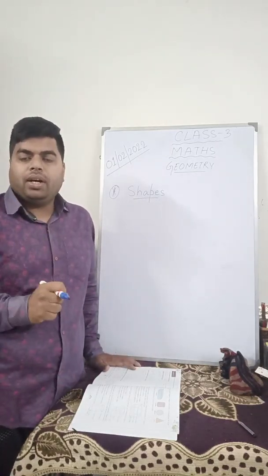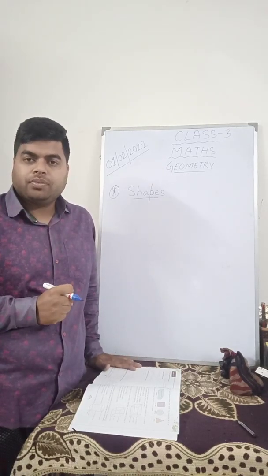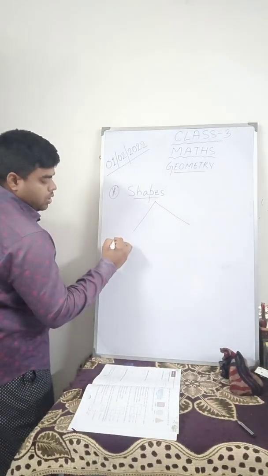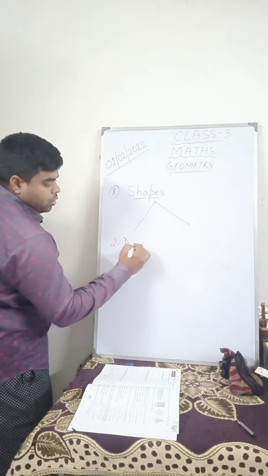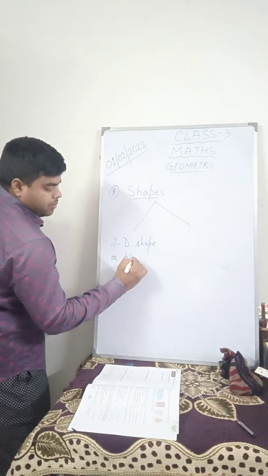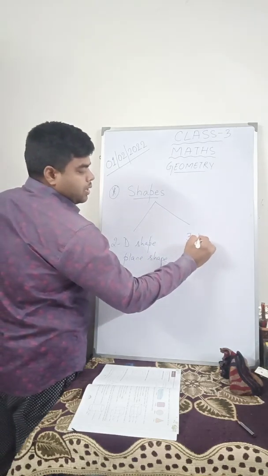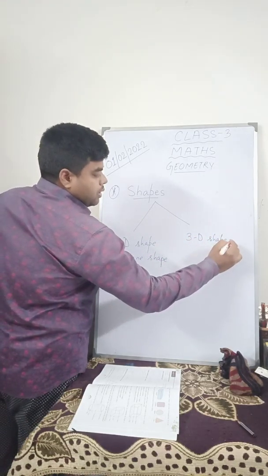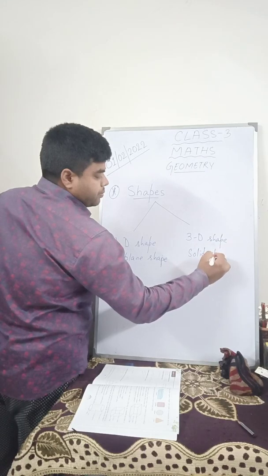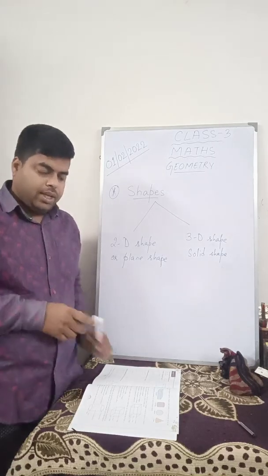Shapes are plane figures or solid figures of different objects. So these shapes can be of two types: two-dimensional 2D shapes, which are also known as plane shapes, or 3D shapes, which are known as solid shapes. So if you divide shapes, there can be two types.